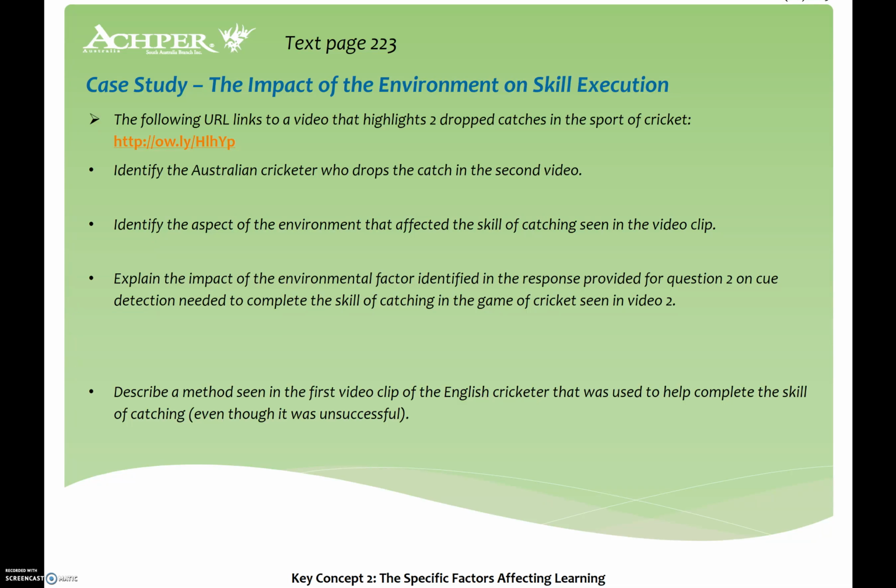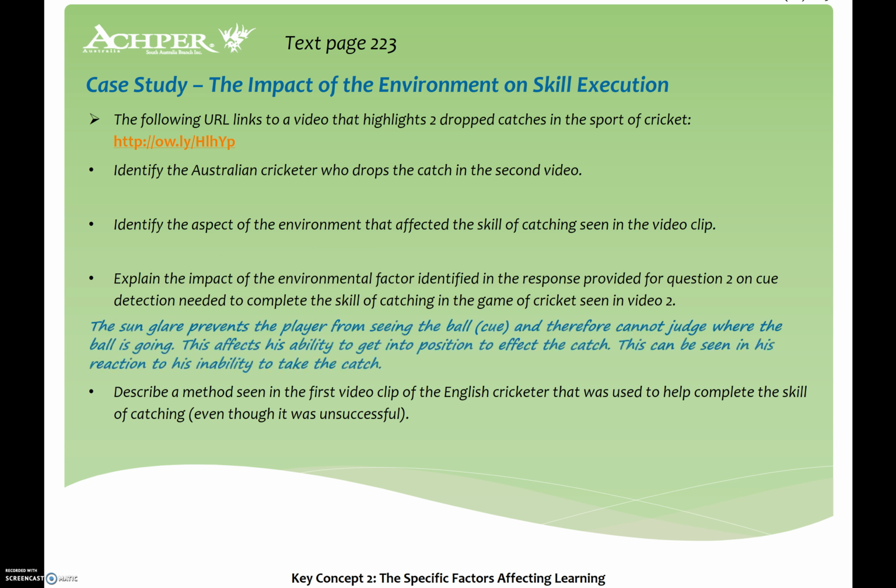So the link looked at two drop catches in the sport of cricket. We'll go through and identify the aspect of the environment that affected the skill. So you could have sun in the player's eyes, so outside. You could also have things like wind, crowds in elite sport. Explain the impact the environmental factor had on the response.